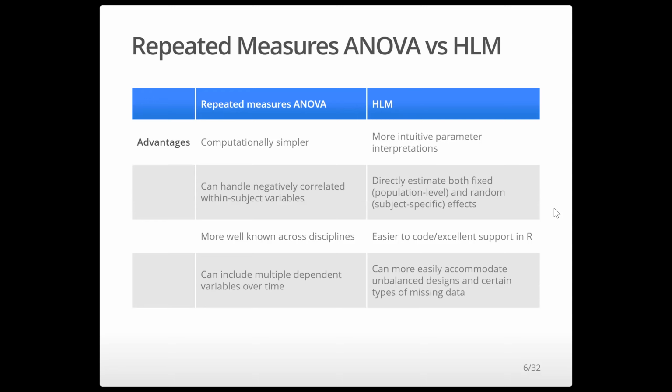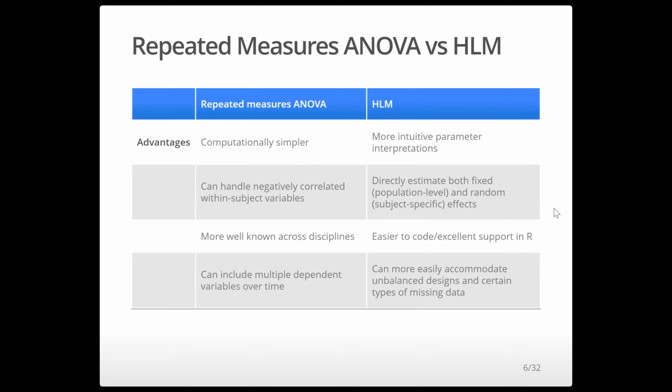They both have some advantages. So repeated measures ANOVA is quite a bit simpler computationally. It's easier on your computer generally. It'll usually be faster. HLM will sometimes take a little, usually not too long, but sometimes it'll take a few seconds to fit a model. Repeated measures ANOVA can handle certain cases that HLM can't. So it can handle these cases where there's negative within subject correlations, which are very atypical, but they are possible. And so this is something where you need to use ANOVA, you can't use HLM. ANOVA is a little bit more well established. It's been around quite a bit longer. It's a little bit better known probably across disciplines, whereas HLM is a little bit more of the new kid on the block. And in repeated measures ANOVA, you can include multiple dependent variables over time. So you can look at several different dependent variables. We'll look at an example of this today.